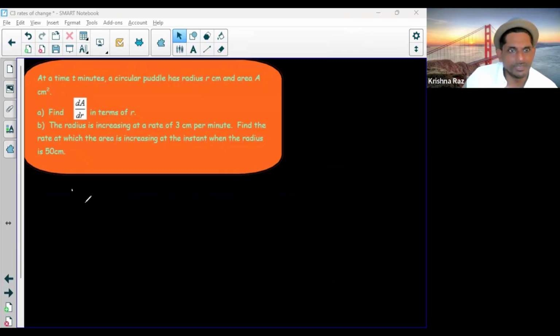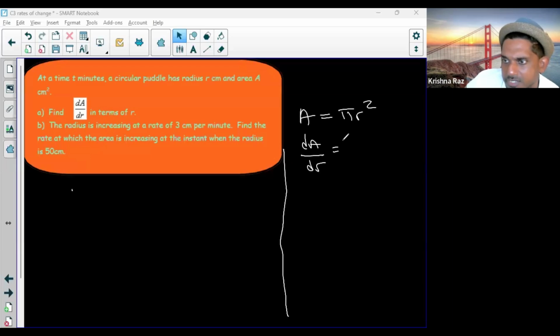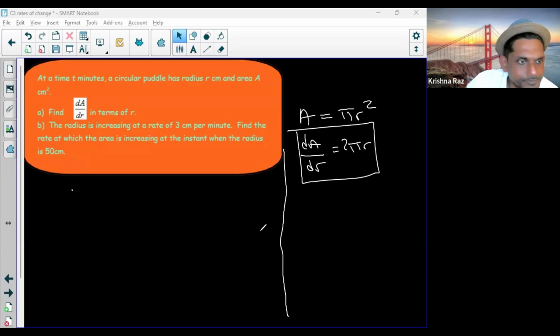Find dA by dr in terms of r. At a time t, a circular puddle has an area, so A equals pi r squared. When we differentiate A with respect to r, we get dA by dr, which is 2 pi r. Job done. That's part A done. The radius is increasing at a rate of 3 centimetres per minute, so that means dr by dt equals 3.